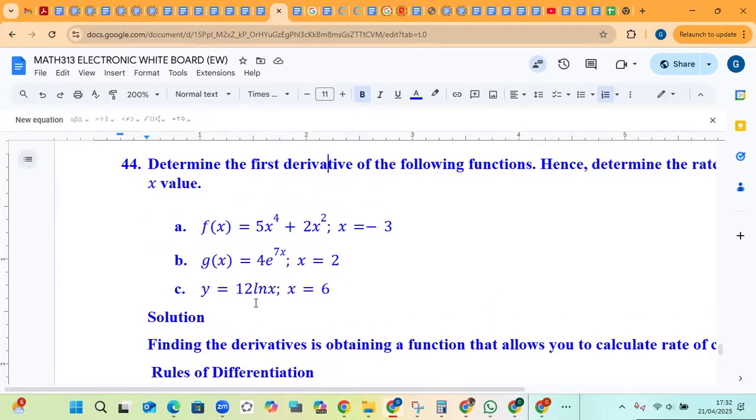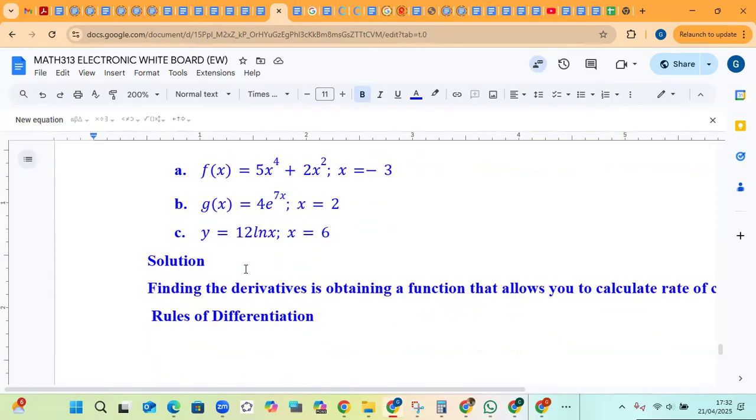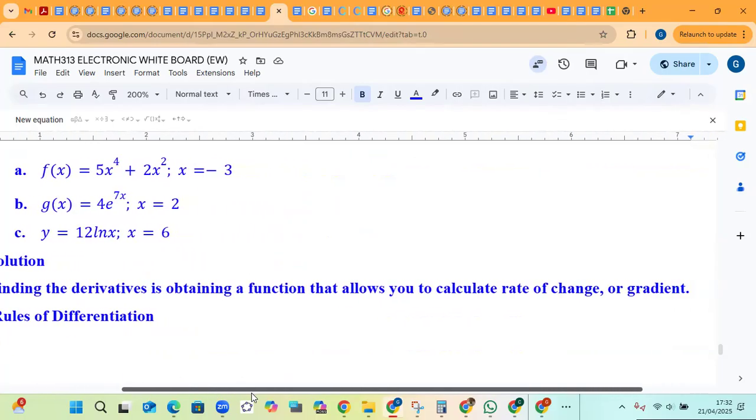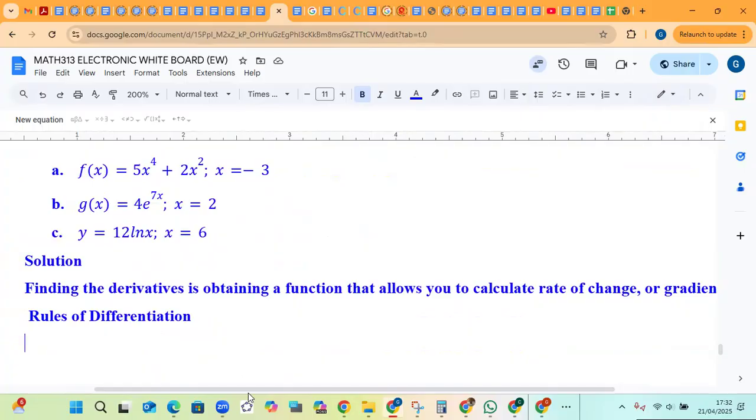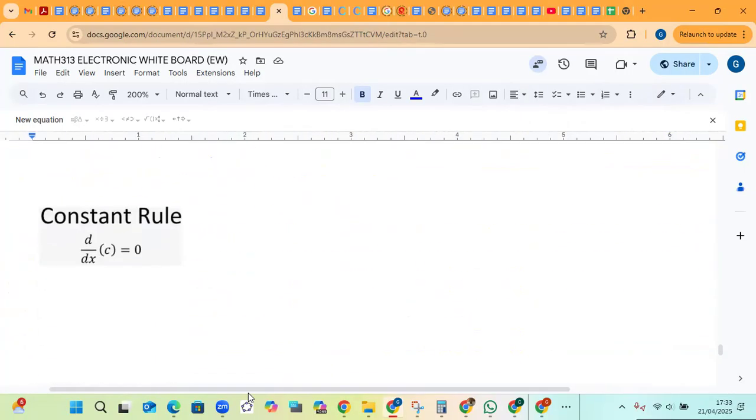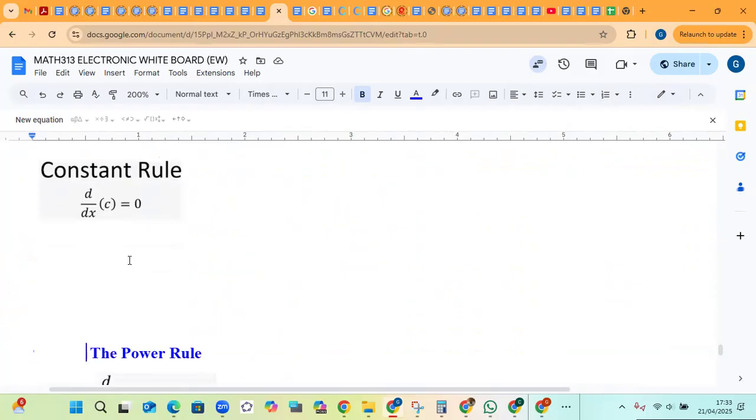There are three types of functions here: the power, the exponential, and natural logarithms, notwithstanding the constant function. Finding derivatives is obtaining a function that allows you to calculate the rate of change, or gradient. To do that, we have some rules of differentiation. You have the constant rule: when you differentiate a number, you get zero, because a number gives you a horizontal line, zero gradient.